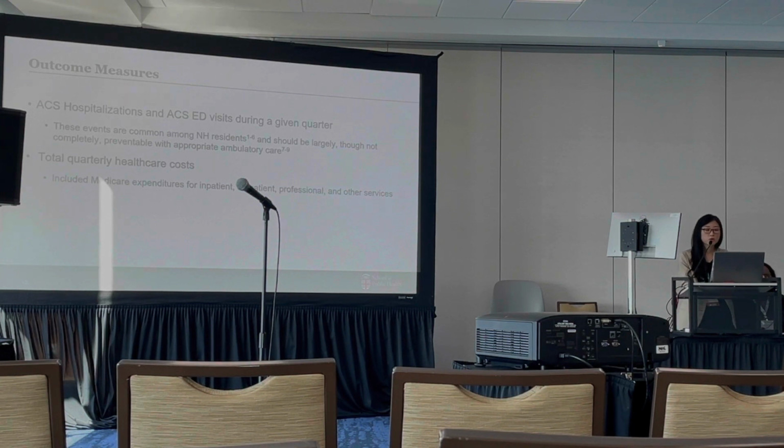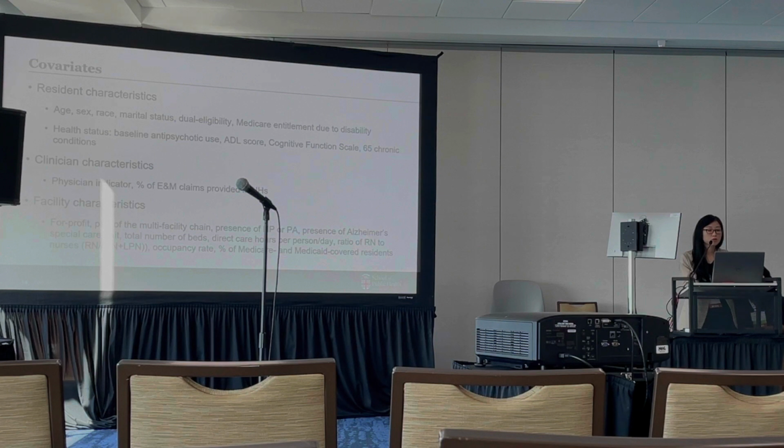Outcome measures were ACS hospitalizations and ED visits related to ACS reasons, because these events are common among nursing home residents and they're largely preventable with appropriate ambulatory care. We also looked at the quarterly total healthcare costs, and healthcare costs were Medicare expenditures, including inpatient, outpatient, professional, and other services.